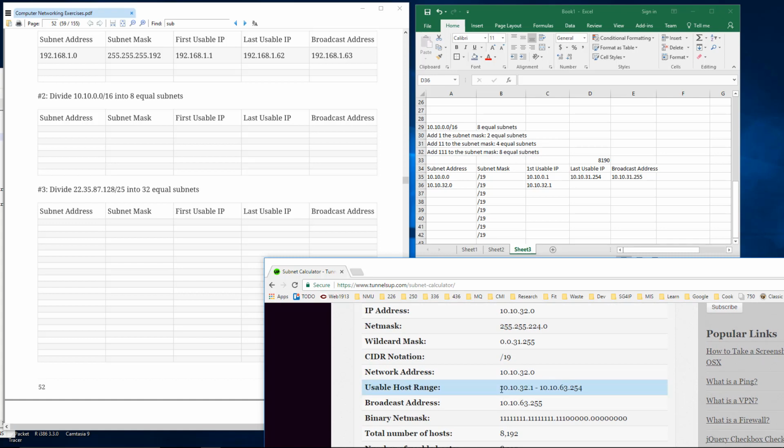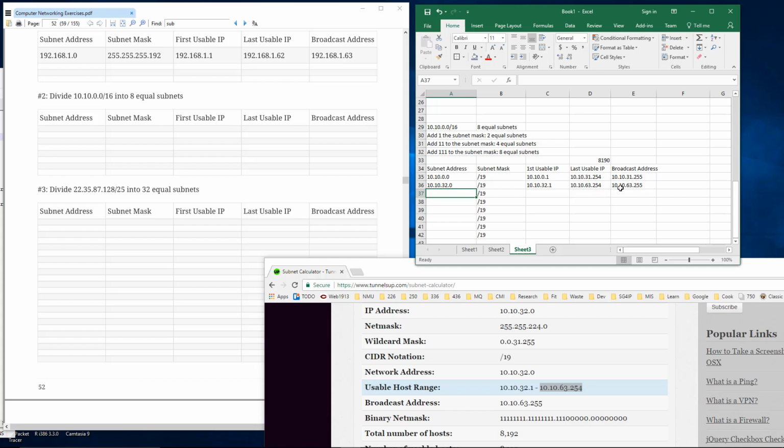Looks like my usable host range is 10.10.32.1 through 10.10.63.254. The broadcast address should be fairly easy to calculate from there.